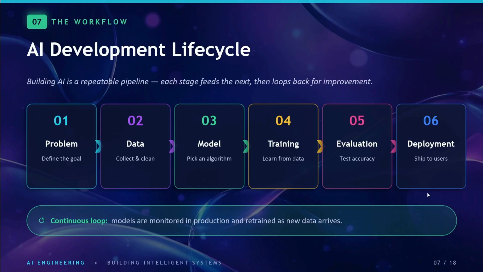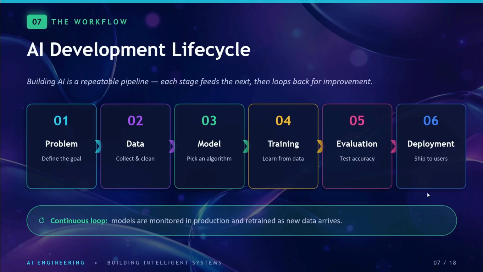The first stage is problem, where the team clearly defines the goal: what exactly are we trying to solve or predict? The second stage is data, where the team collects and cleans the data needed to solve that problem. The third stage is model, where the engineer picks an appropriate algorithm suited to the problem and the data available.